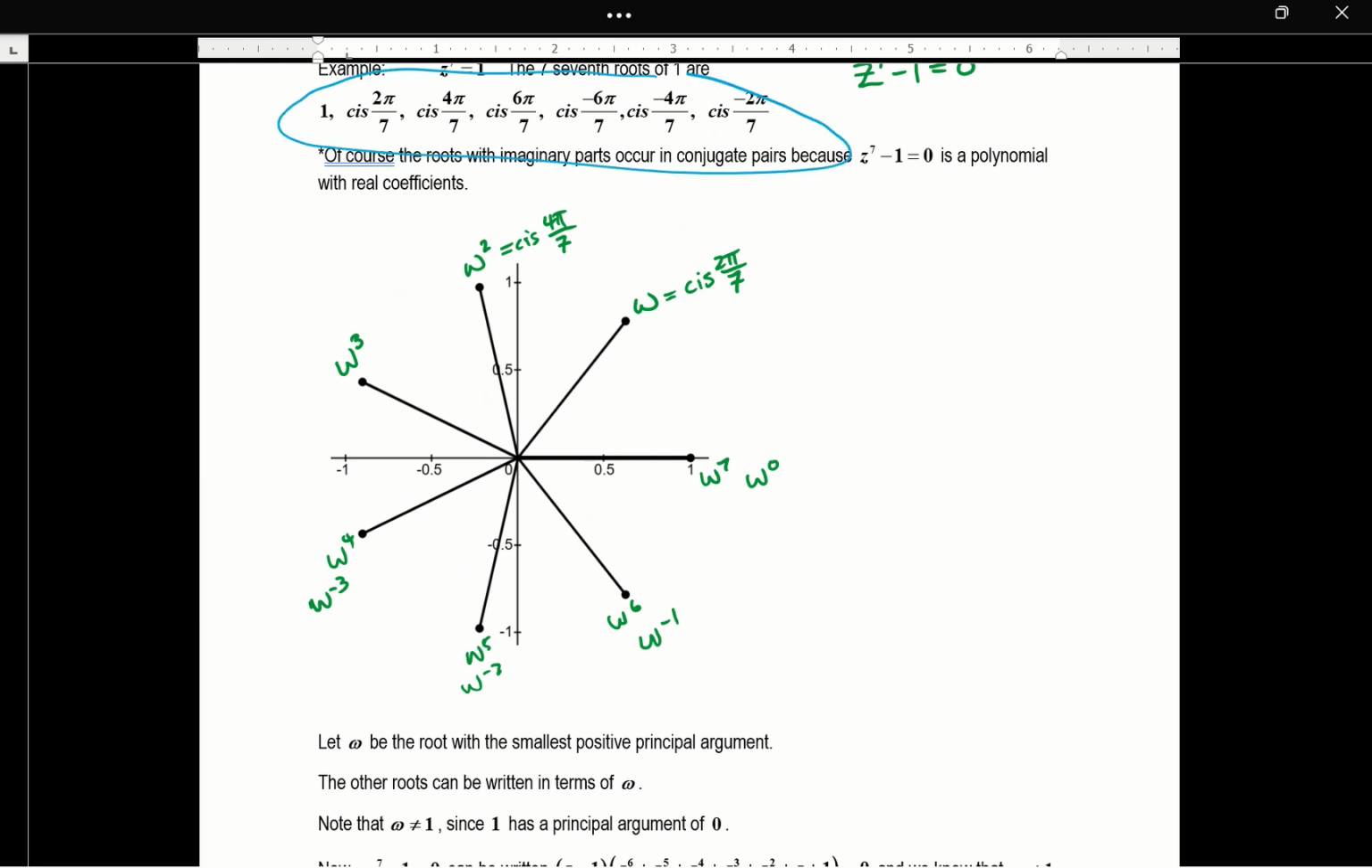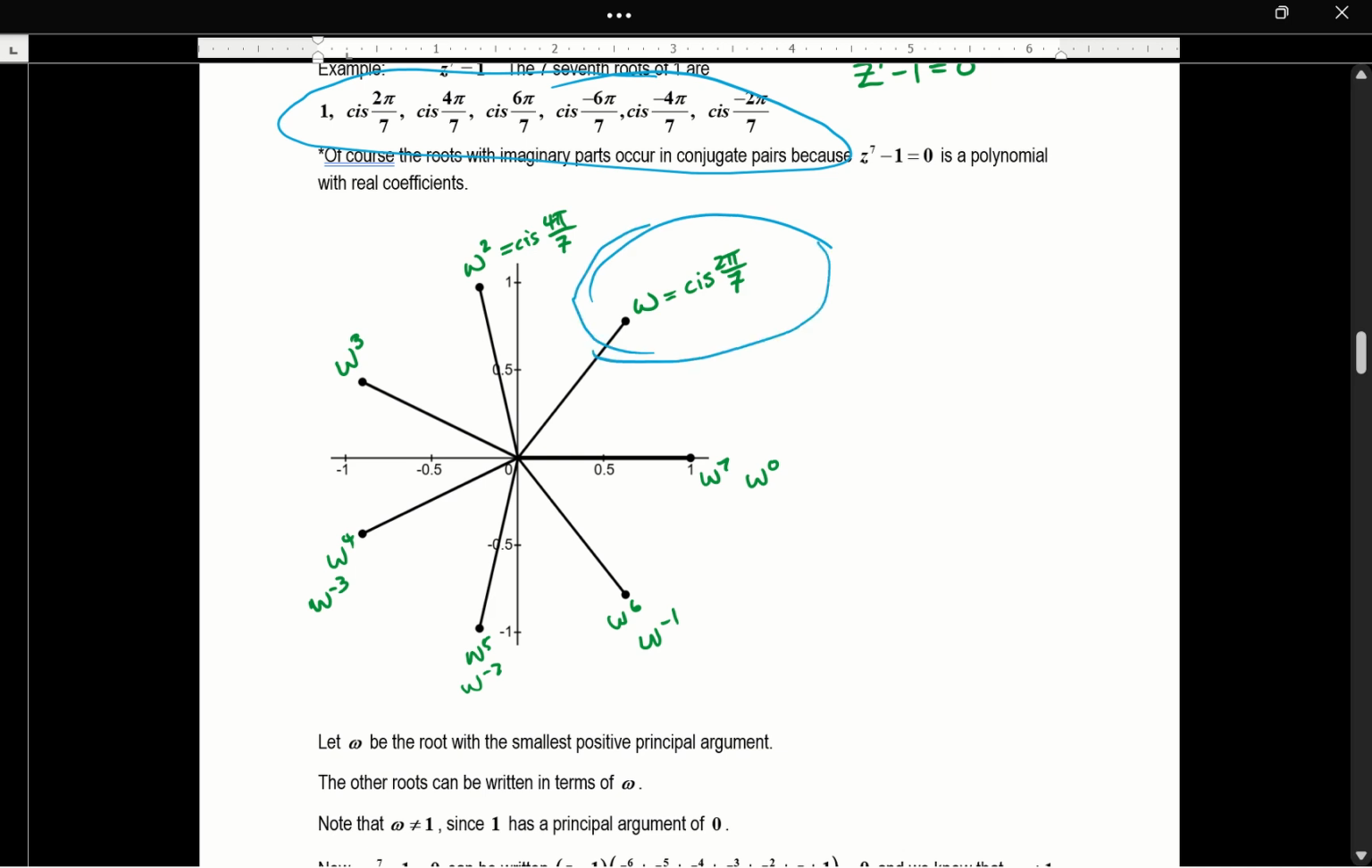So we got all the roots of it, and we can name one of the roots w, or omega, and it's the root with the smallest positive principal argument. So we can name that one there omega, and that's cis 2 pi on 7. And then the other roots can be related to that root. So cis 4 pi on 7 is just omega squared, or w squared. We've got w cubed for the next root, and so on.